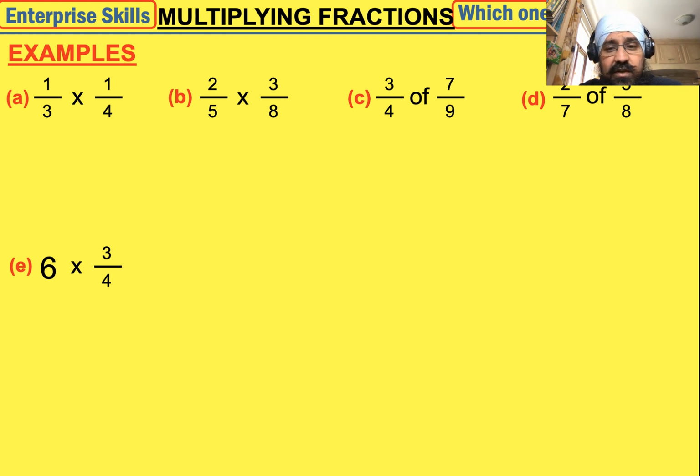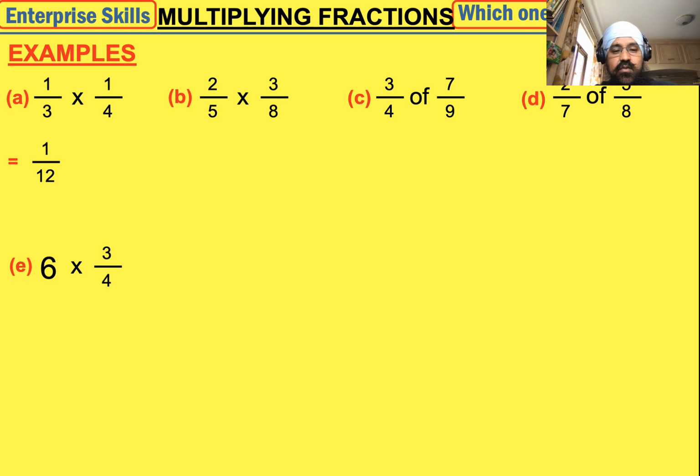With multiplying fractions, all you do is multiply the top with the top, which is very easy, and the bottom with the bottom. So it's numerator with numerator and denominator with denominator. So you do 1 times 1 and 3 times 4. 1 times 1 is 1, 3 times 4 is 12. As simple as that. You're just multiplying numerator with numerator and denominator with denominator.